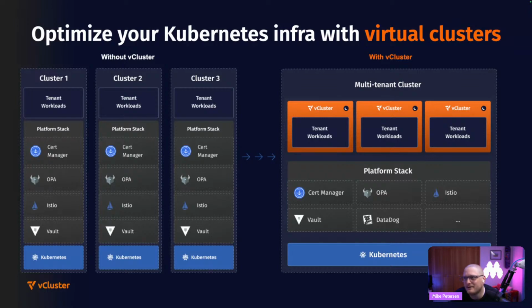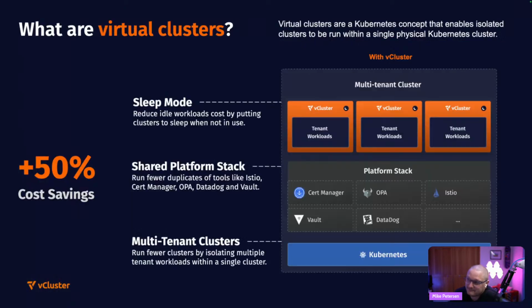Which means you can also run a vCluster and a vCluster and a vCluster, because at the end of the day, it just gets synced down to the base cluster and it's running there. So if you're using Kubernetes, it might be time to try vCluster this year. So virtual clusters are a Kubernetes concept that enables isolated clusters to be run within a single physical Kubernetes cluster, right?